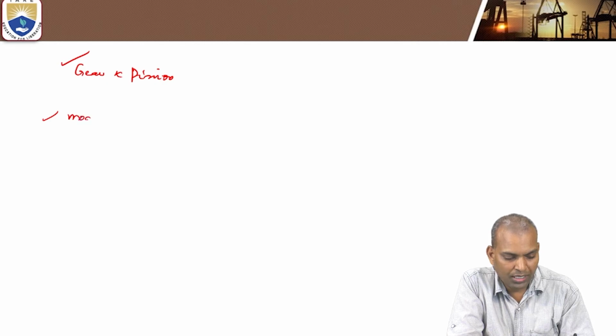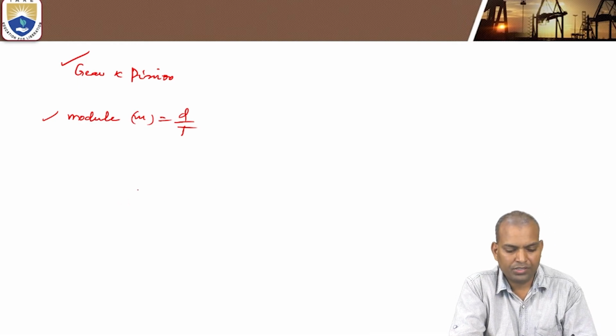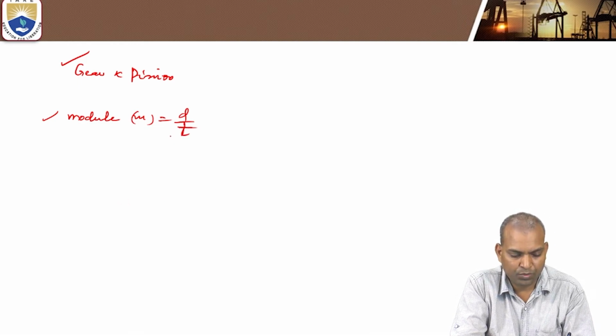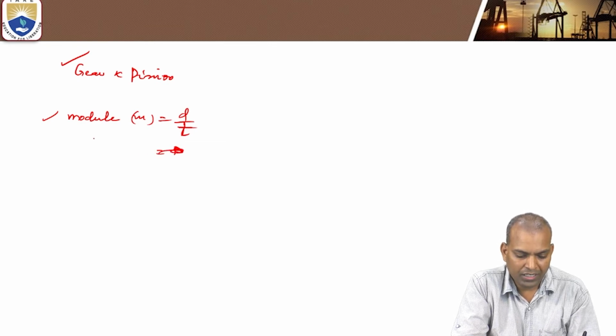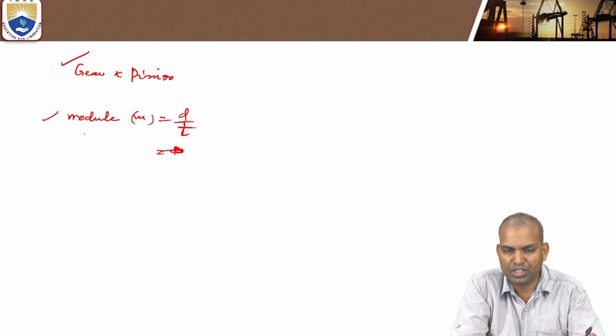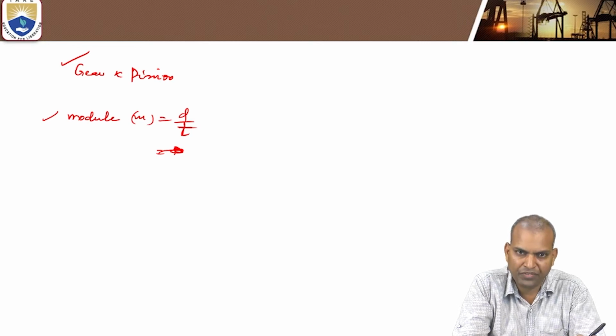This module, small m, equals small d by small t, or capital D by capital T. Now what is D? That D is the pitch circle diameter, and T is not one tooth, it is the number of teeth.